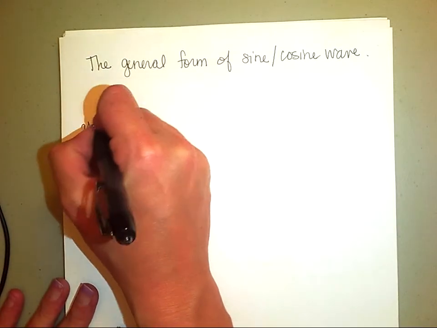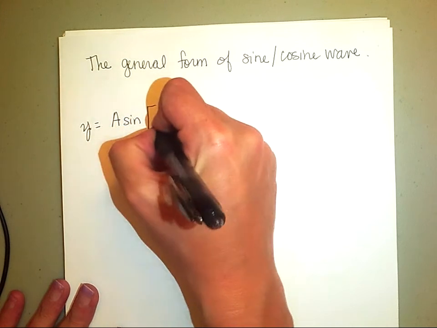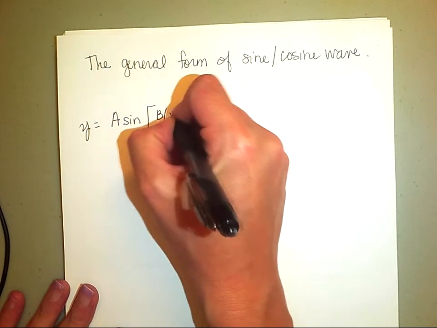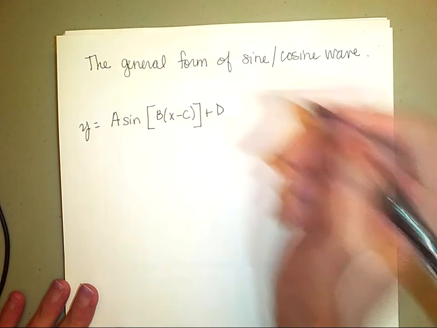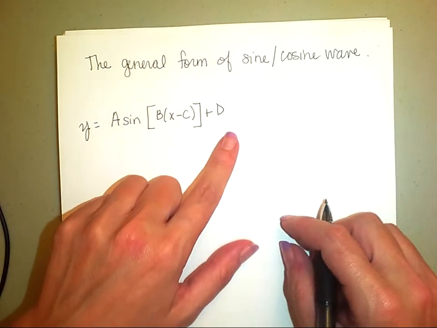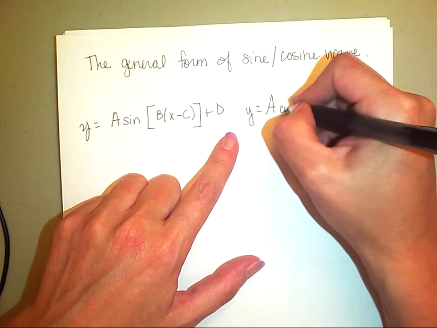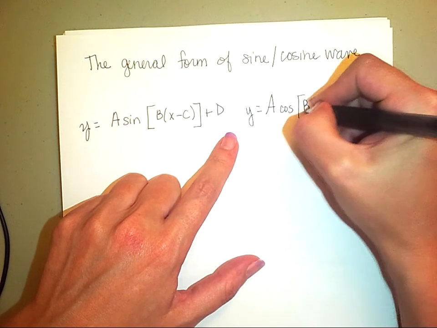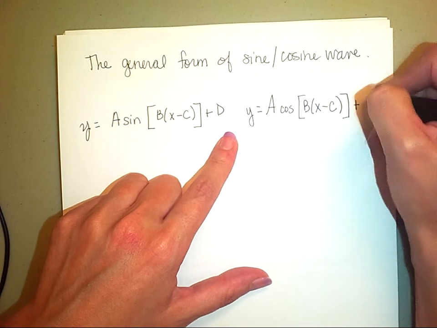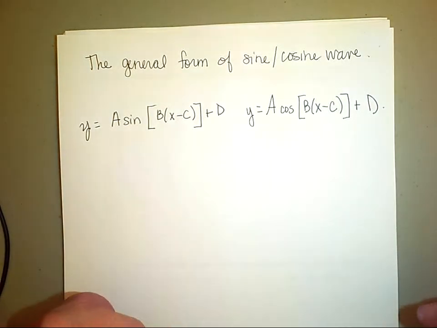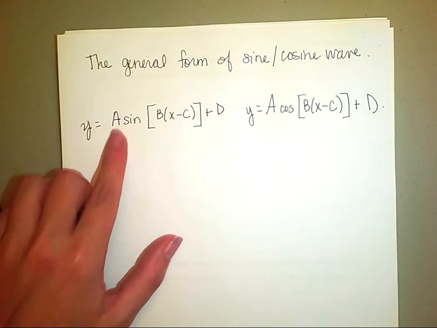Okay, so the general form is y is equal to a times the sine of b times x minus c, and then we can always add some d. Or you could have the cosine version of it. Y is equal to a times the cosine of b times x minus c plus d. Okay. So what do all these variables mean?